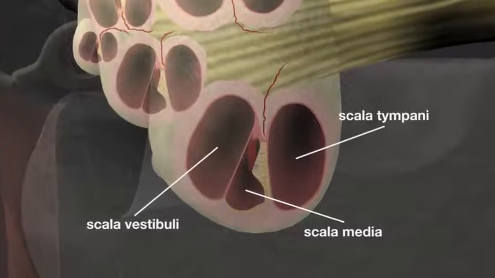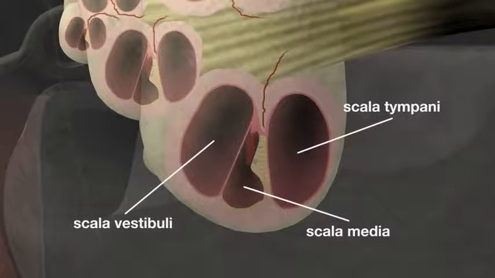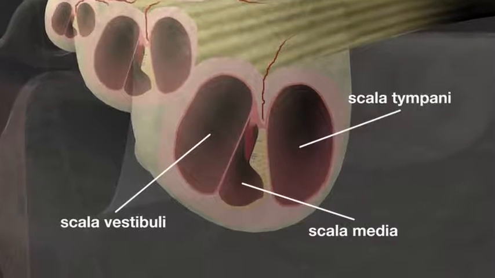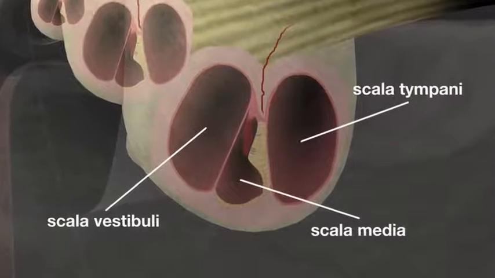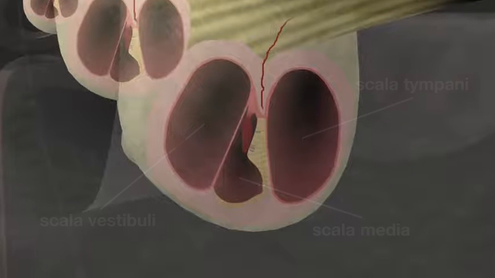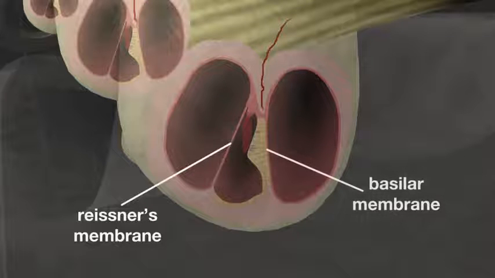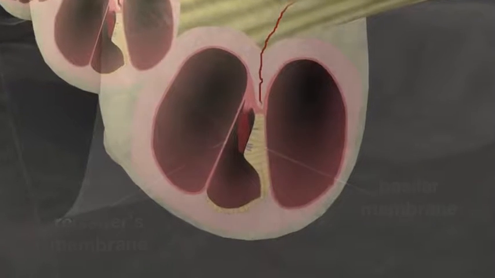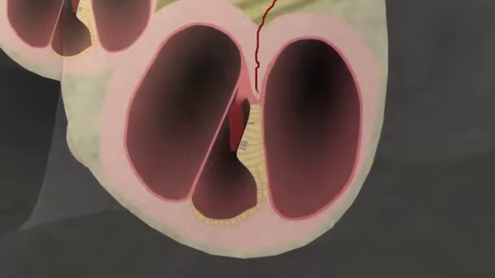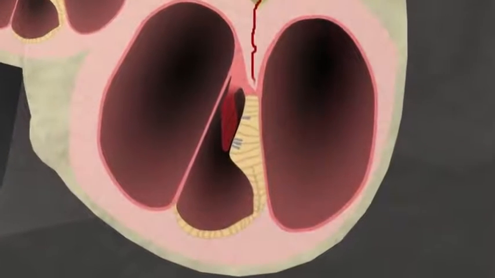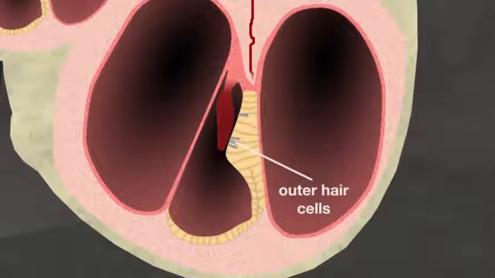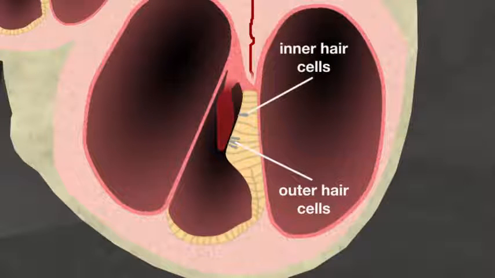The scala vestibuli and the scala tympani contain perilymph fluid. The scala media contains endolymph fluid. The Reissner's membrane separates the scala vestibuli from the scala media, and the basilar membrane separates the scala media from the scala tympani. Along the basilar membrane are two types of sensory cells, or hair cells, called the outer and inner hair cells.